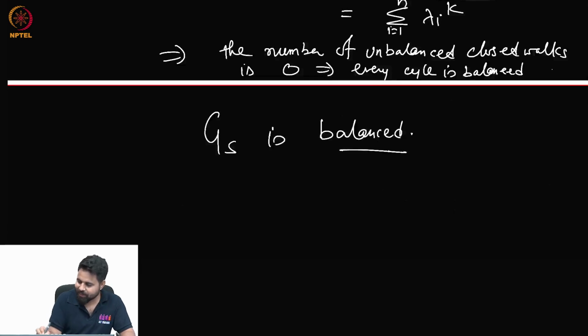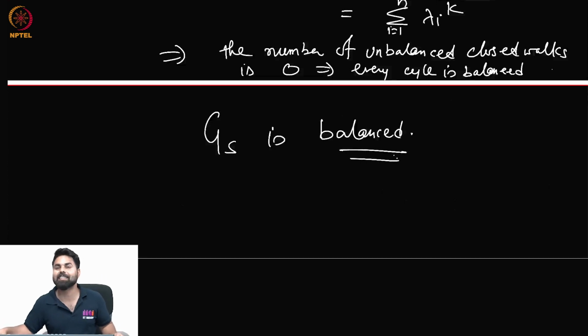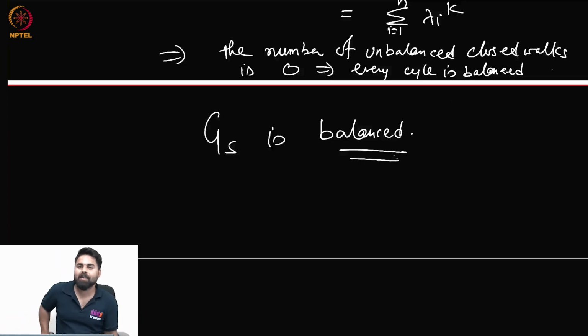Very good. So we have seen a very nice spectral characterization of signed graphs. If the eigenvalues of the signed graph and its underlying unsigned version are the same, then the graph is balanced, and only then is the graph balanced. Very good, and with this I am stopping this lecture.